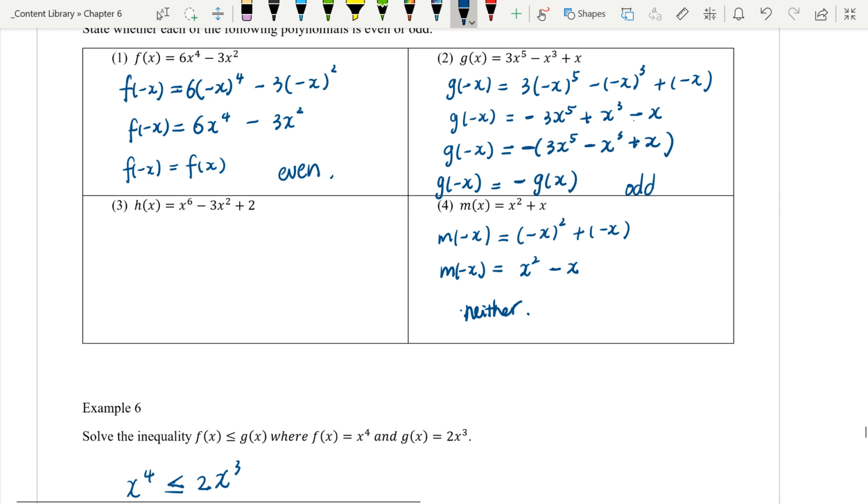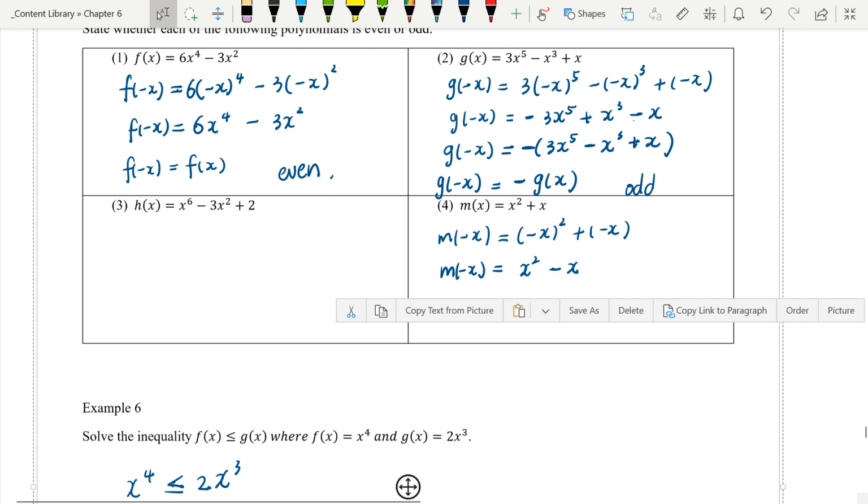Because it's not even, not odd. It doesn't equal m(x). This one doesn't equal m(x) or negative m(x).